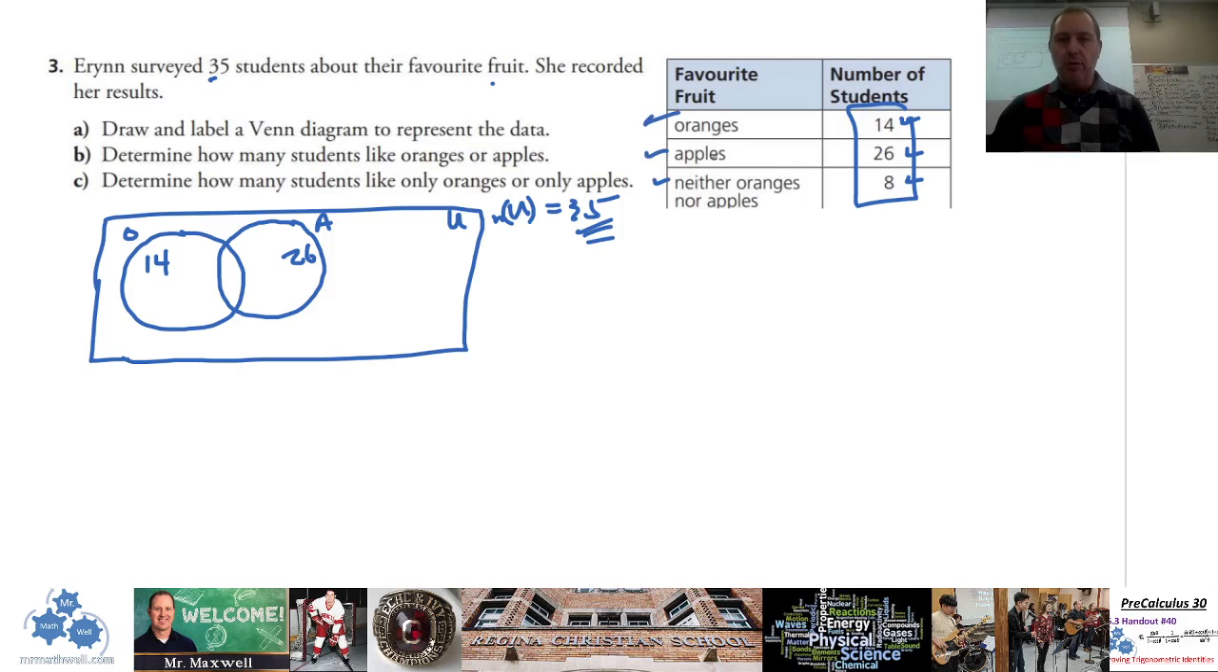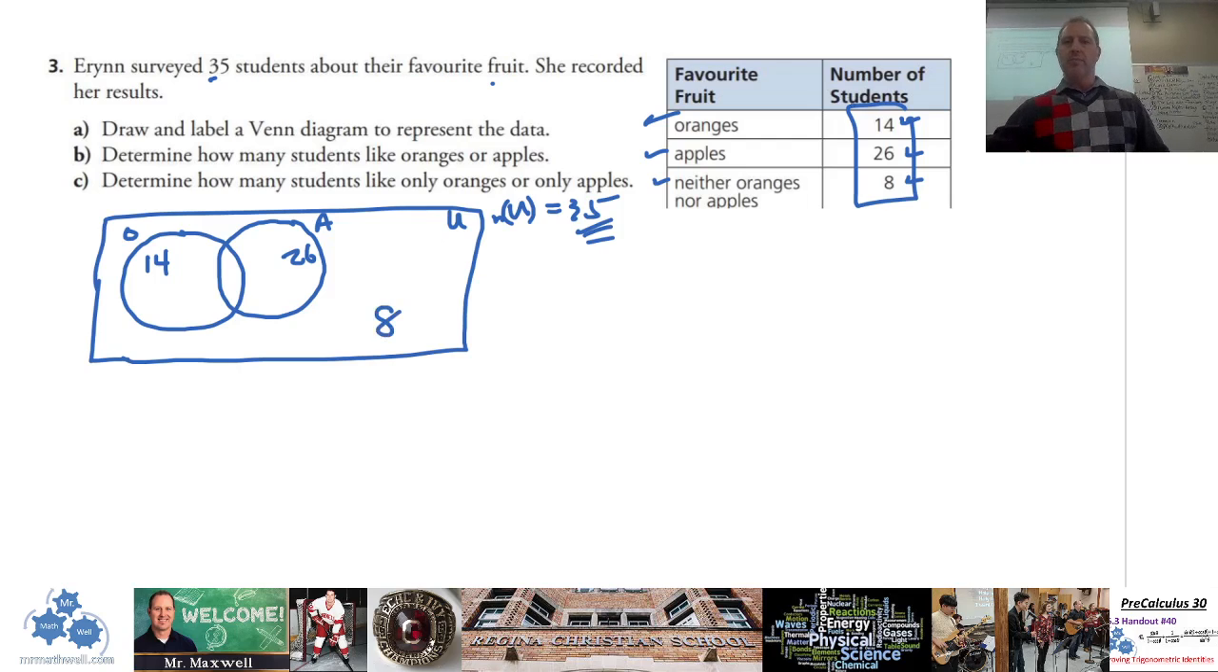Now we've got apples, oranges, and then look at this third one, which is neither oranges nor apples. So we don't have to have a separate circle. We could just put the rest in the space over there. Okay? So really we only need 2. So 8 people are going to go out here. We know that.